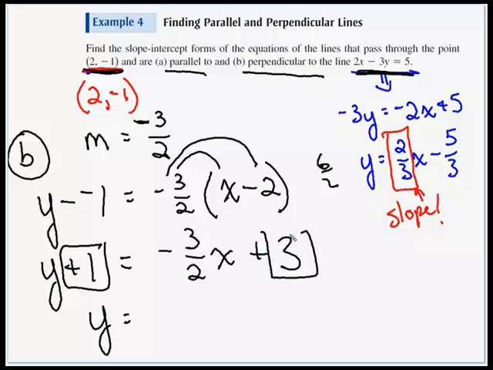So subtract 1 from here, we're going to have minus 3 halves x plus 2. So there's a line. It is perpendicular to the given line, and it again passes through this point.